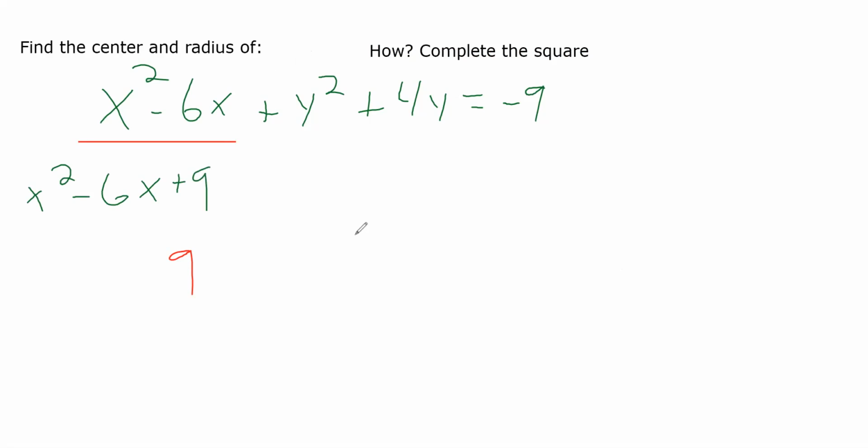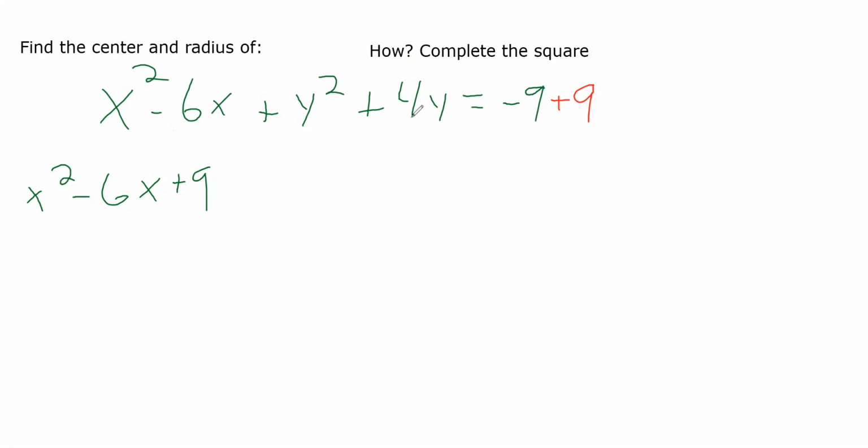Now, wait just a minute there, Sheriff. I can't just add 9 to only the left side of the equation, which is essentially what I'm doing. I've got to add it also to the right side of the equation. So if I'm adding 9 to the left side, I also need to add it to the right side, which by lovely coincidence, is going to become just 0 in a moment. But let's wait a second to actually do that, because I also need to complete the square for the y portion.